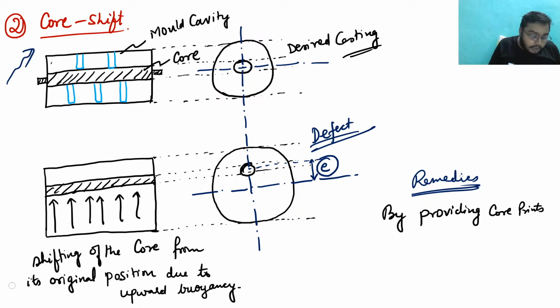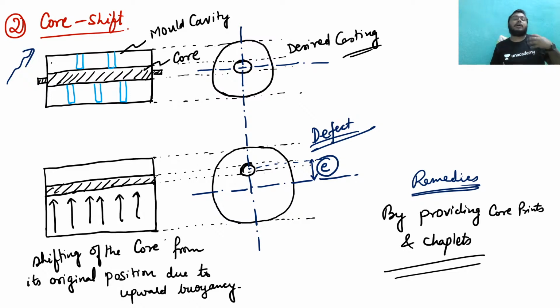So hence what we can use here, by providing the core prints and chaplets, we can nullify the chances of core shift.